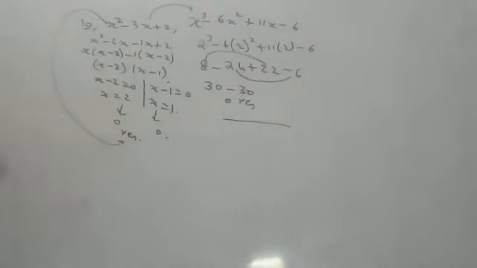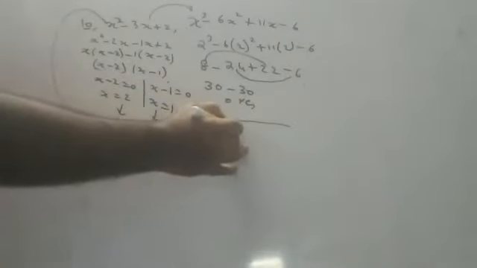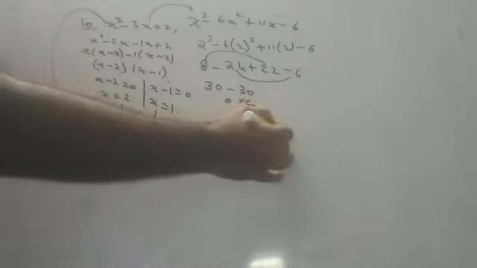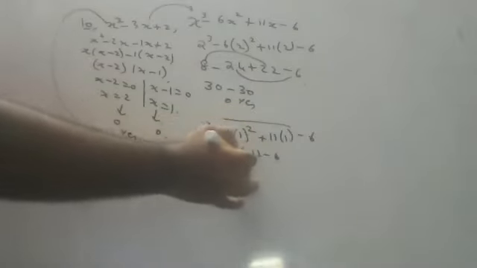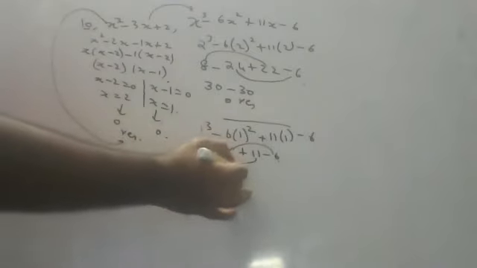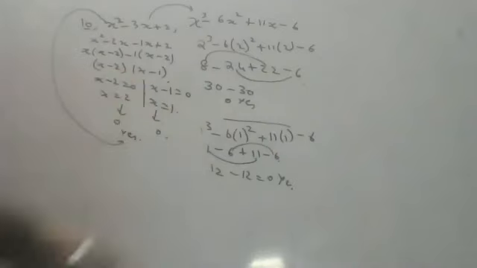Now let's check x minus 1, means 1. You substitute 1. 1 cube minus 6 into 1 square plus 11 into 1 minus 6. 1 minus 6 plus 11 minus 6. 11 plus 1, 12. Minus 6 minus 6, minus 12. 0 you are getting, yes. So children, x minus 1 is also a factor.